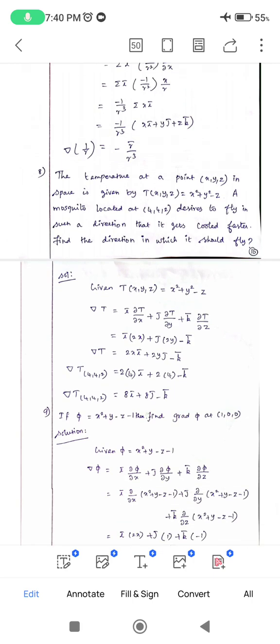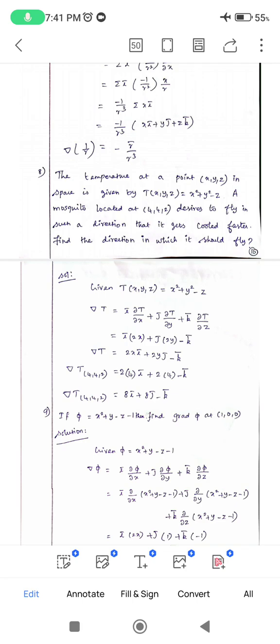And the next problem is, the temperature at a point x, y, z in space is given by T of x, y, z equal to x square plus y square minus z. A mosquito located at the point 4, 4, 2 desires to fly in such a direction that it gets cooled faster. Find the direction in which it should fly. So given T of x, y, z equal to x square plus y square minus z. So we have to find del T at that point 4, 4, 2. So first we have to find del T.